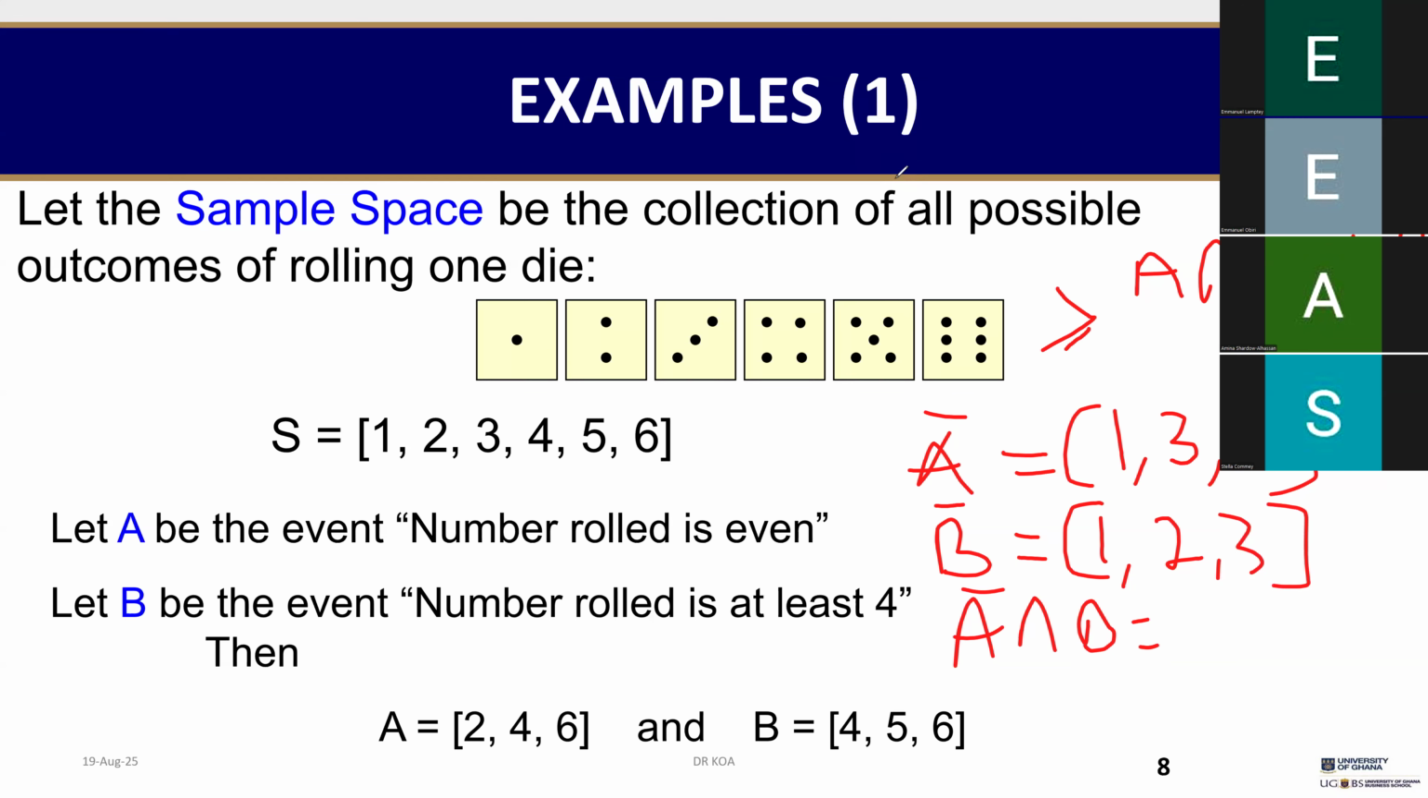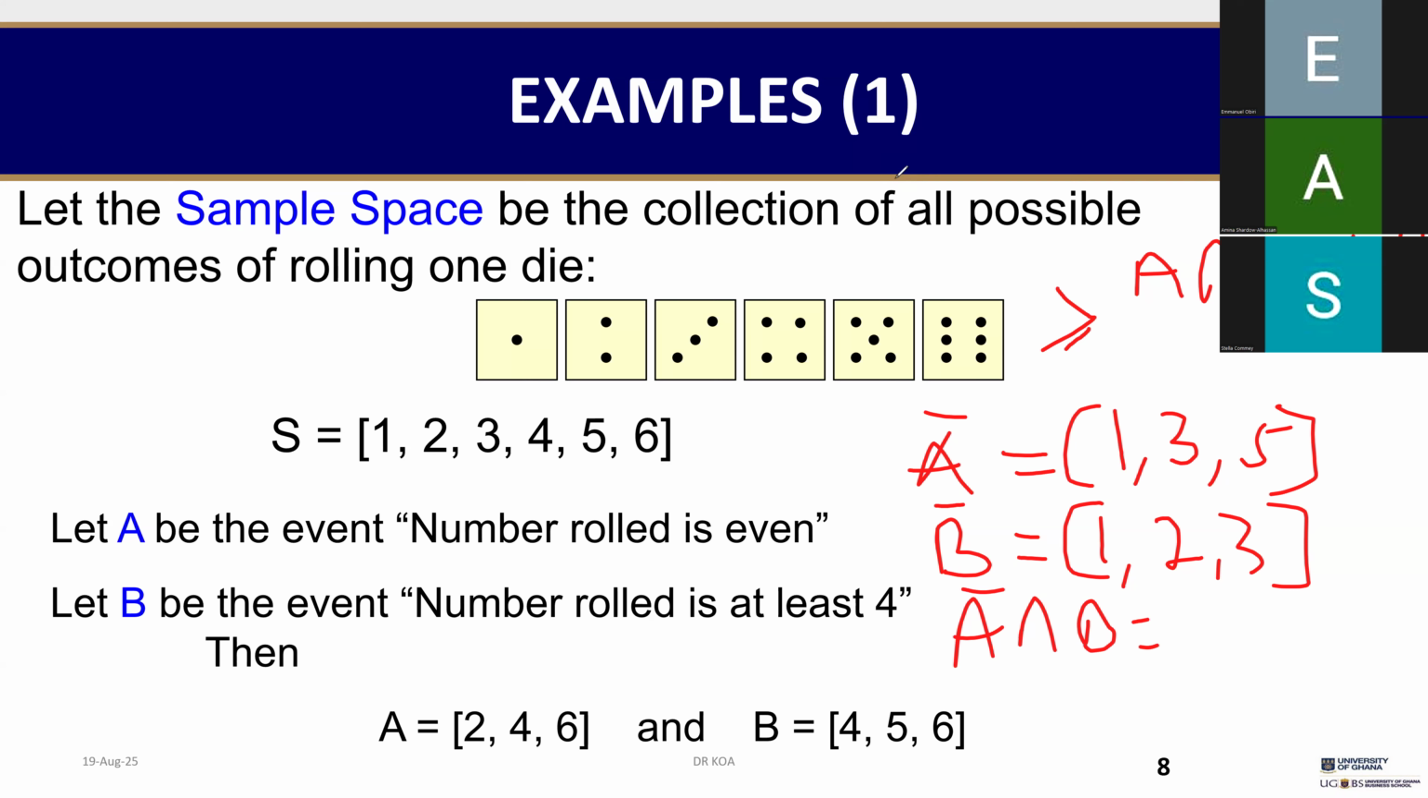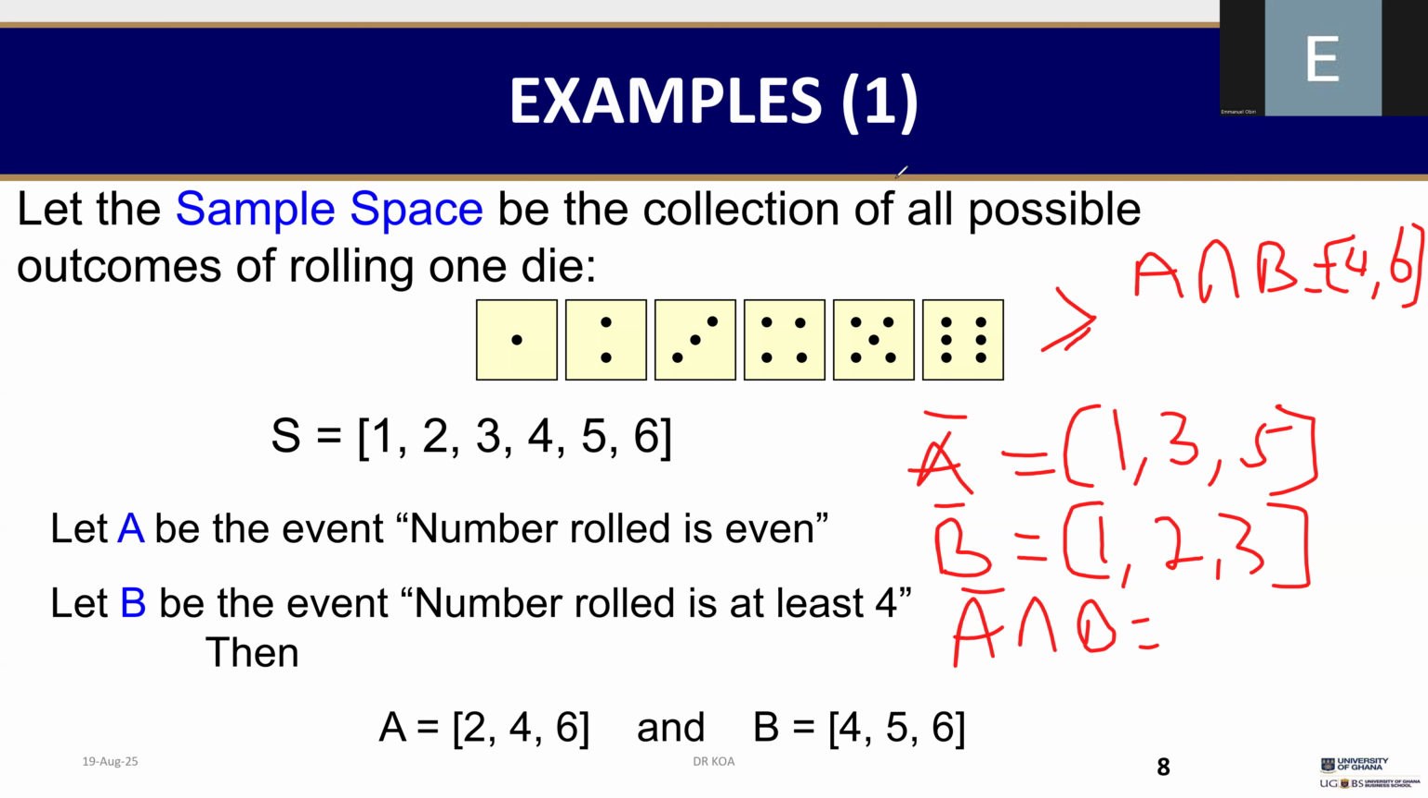Okay, sir. So the numbers we have for A complement are 1, 3, and 5. And then the numbers we have for B are 4, 5, and 6. So the intersection of A complement and B will be 5. Exactly. You see, if you analyze it step by step like he did, you get it. But if you want to give the answer right away, you'll be stuck. You have to break them down.